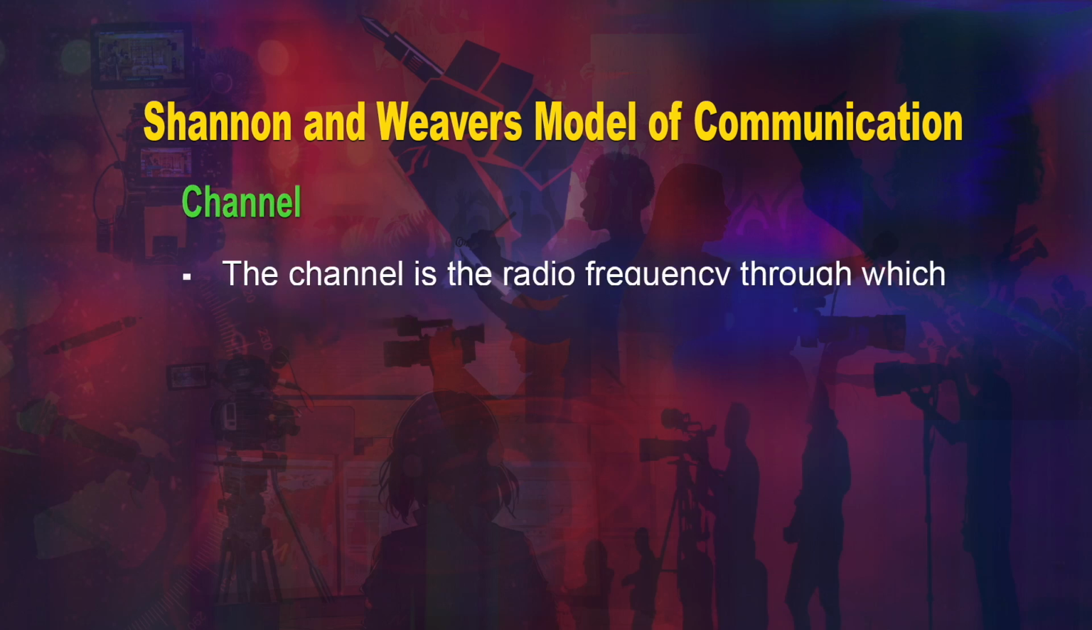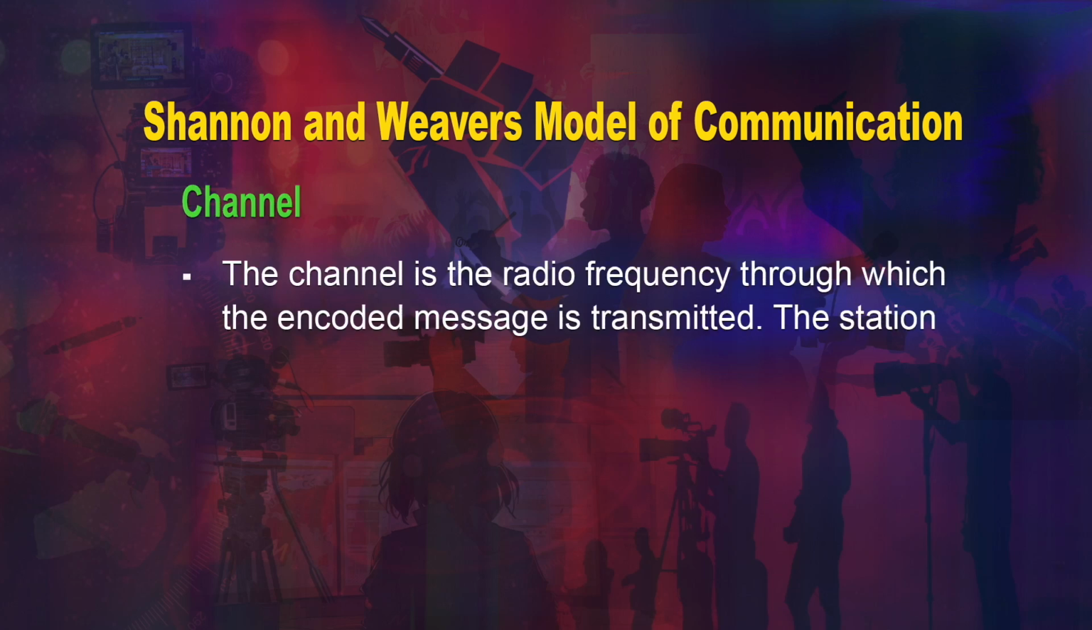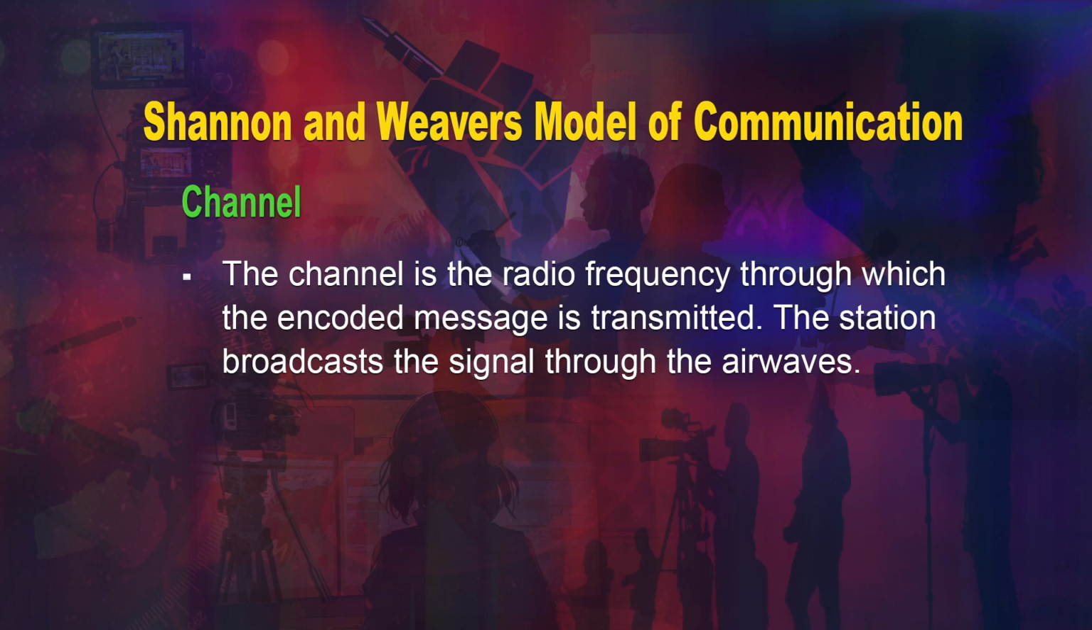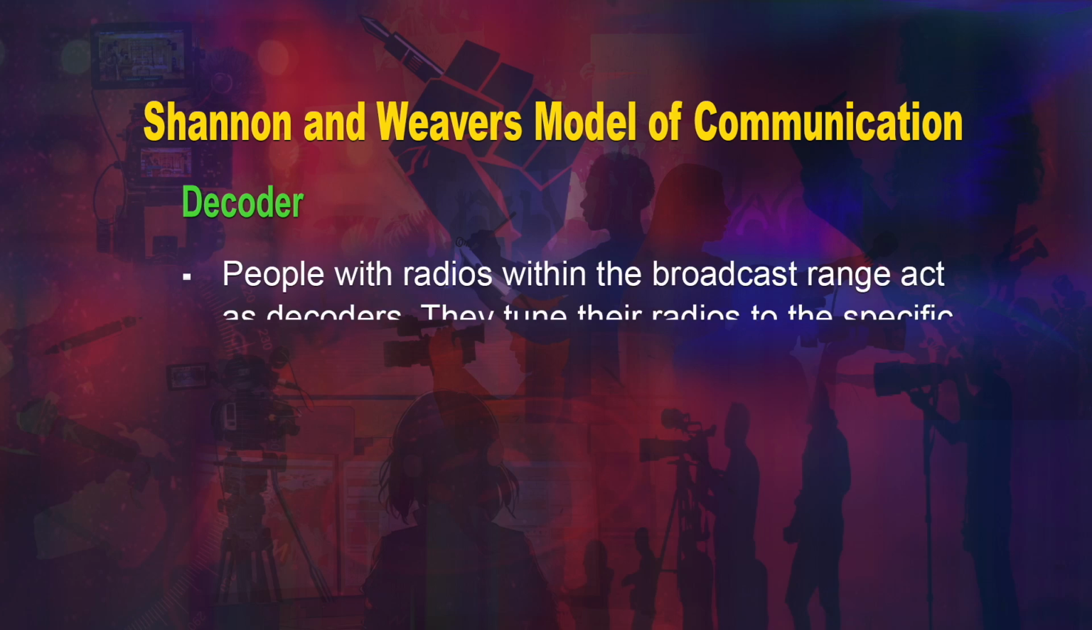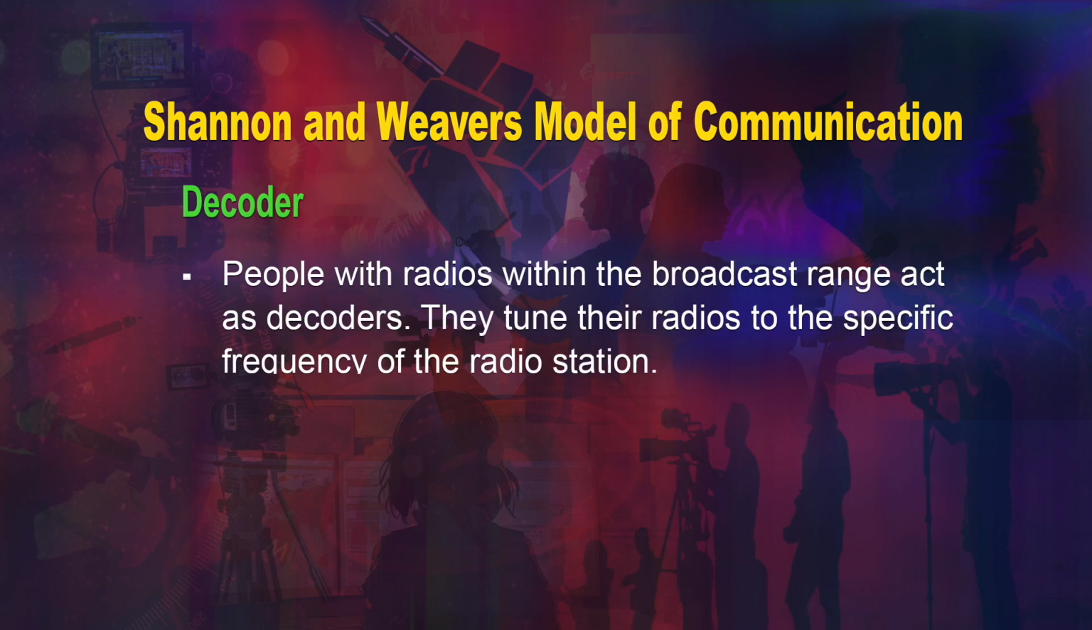Channel. The channel is the radio frequency through which the encoded message is transmitted. The station broadcasts the signals through airwaves. Decoder. People with radios within the broadcast range act as decoders. They tune their radios to the specific frequency of the radio station.